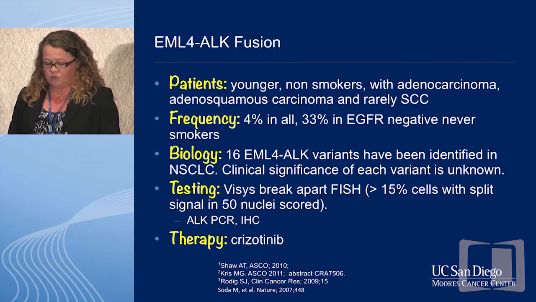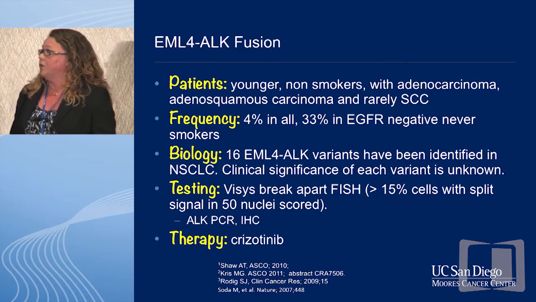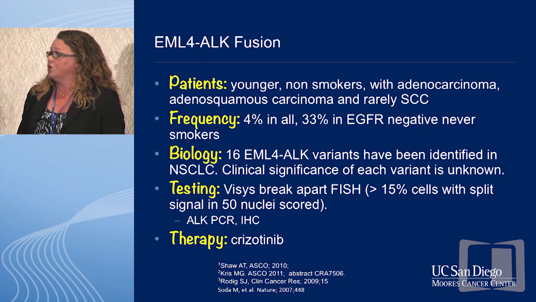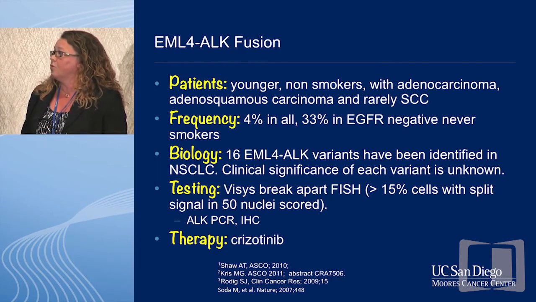So the patients who have an EML4-ALK fusion gene are generally younger. They're non-smokers with adenocarcinoma. Sometimes they could have an adenosquamous carcinoma, and I did tell you the anecdotal situation when patients had a squamous cell carcinoma. It is not such a common mutation. If you take all comers, meaning smokers and non-smokers, the chance of a patient having an ALK fusion gene is about 4%. But in EGFR-negative patients, the chance of having an ALK fusion gene is about 33%.